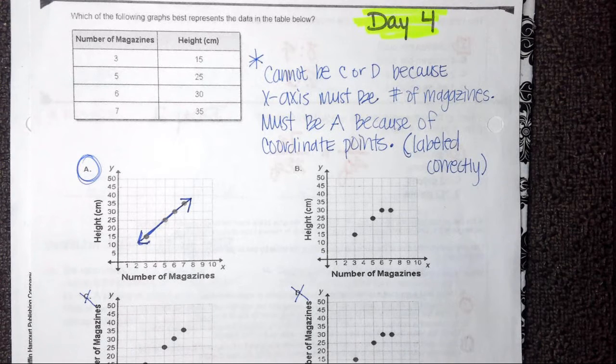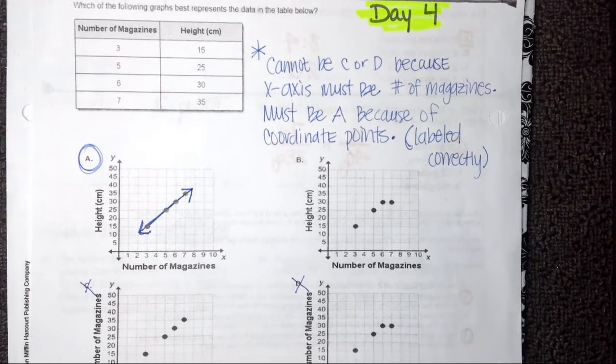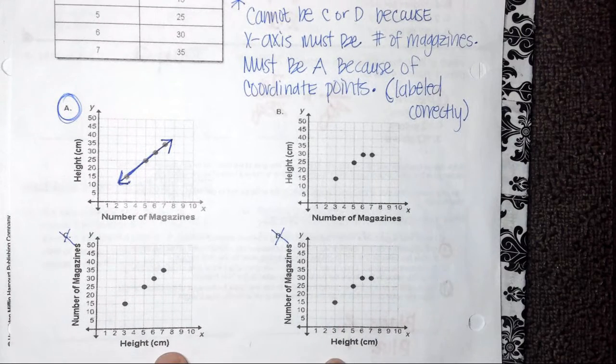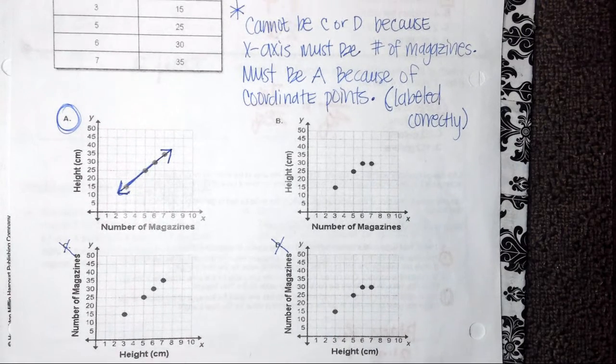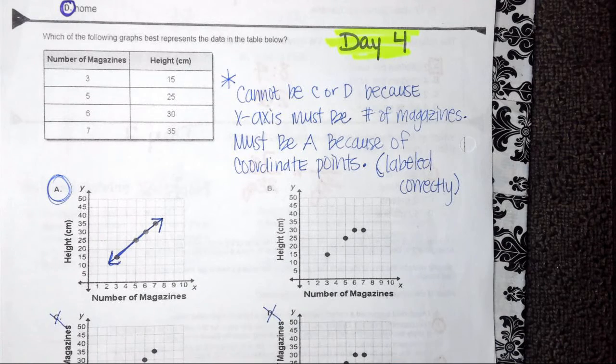Okay, we're going to go over math workshop first. Look at day 4. I've already gone through and worked this out for you. Double check yours to make sure. It cannot be C or D. Do you notice how your x-axis are labeled height instead of the number of magazines? And if we look at our chart, the x-axis should be the number of magazines. So A and B were our only choices.